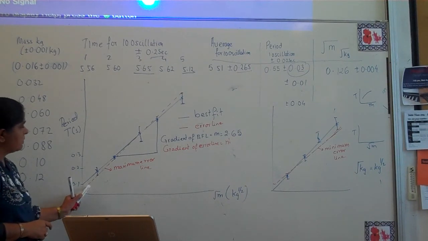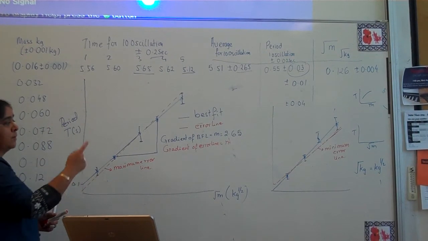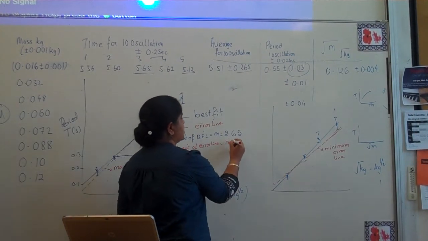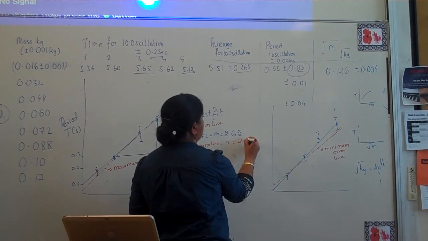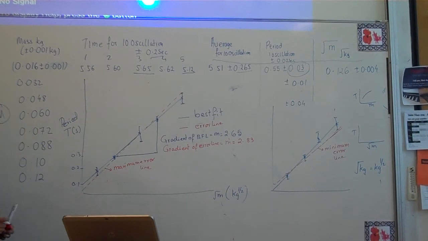As you can see, the red is steeper, so obviously this value is going to be bigger than the other one, and let's assume that value is 2.83.